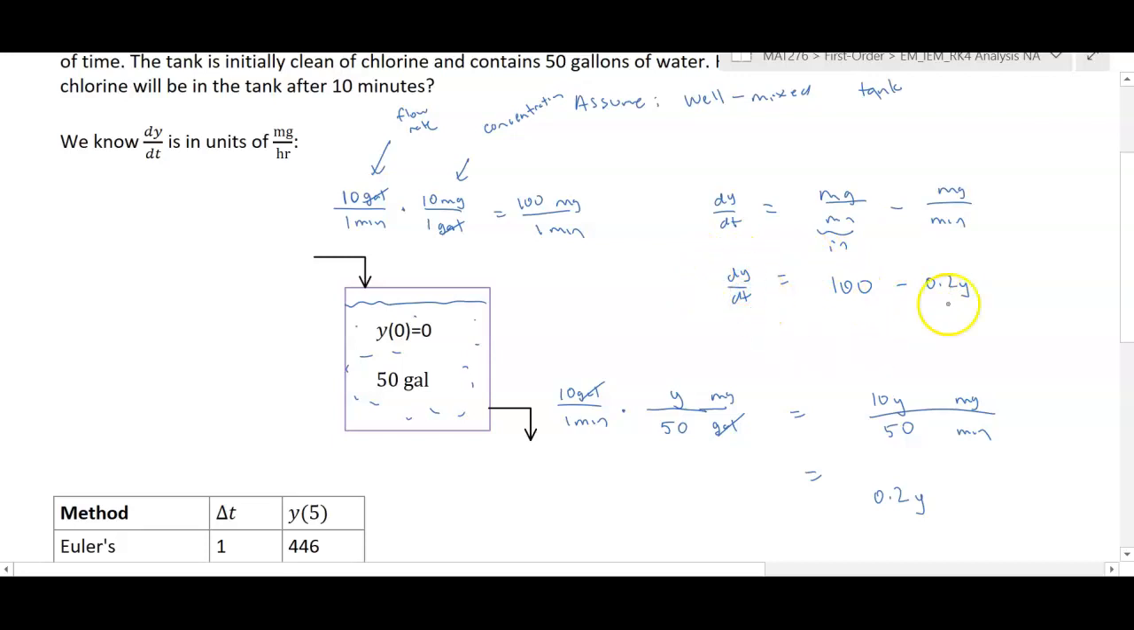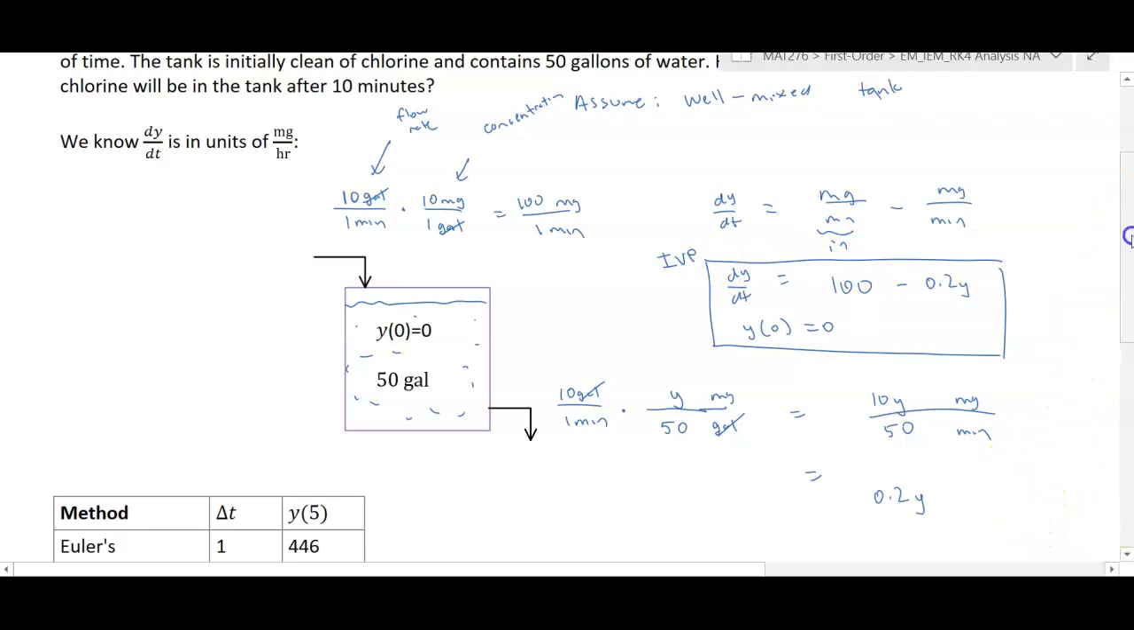So here's my differential equation. And my initial condition, we're told that the tank is initially clean. So y at time 0 is 0. There is our initial value problem, IVP.